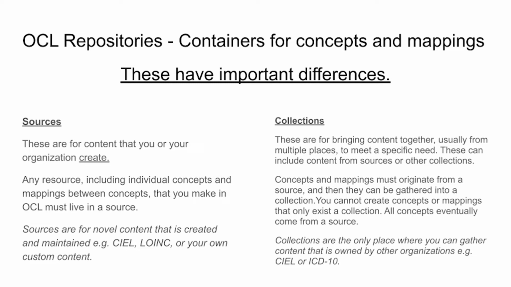Collections, however, are for bringing content together, usually from multiple places, to meet a particular purpose or need. These can include content from sources or from other collections. Concepts and mappings must originate from a source, however, and then they can be gathered into a collection. You cannot create concepts or mappings that exist only in a collection. All concepts eventually need to come from a source. In short, collections are the only place where you can gather content that's owned by other organizations, like CL or ICD-10. In short, although both repository types hold concepts and mappings, they have very different uses.